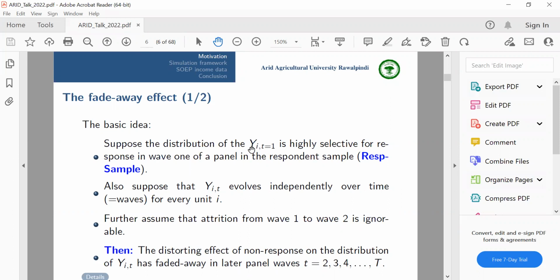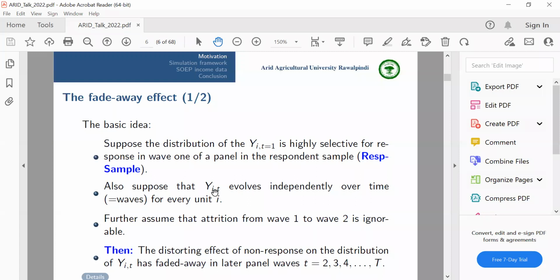And you see that this variable Y_i1 is the variable of interest at the start of the survey, or you can say the variable of interest in the first wave. T equal to 1 means that we have the initial wave. So wave and time period are both equal. So here we have the initial distribution of the variable of interest, and it is very biased with respect to response.